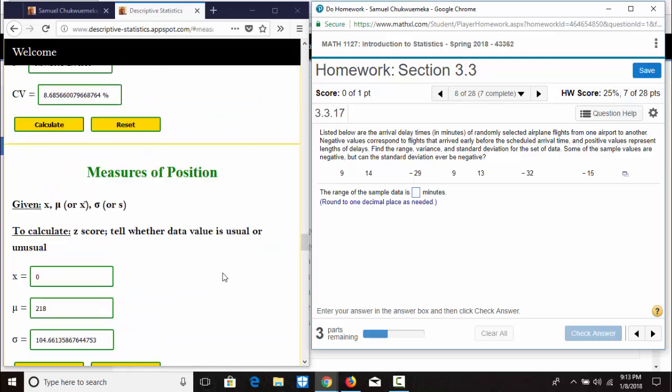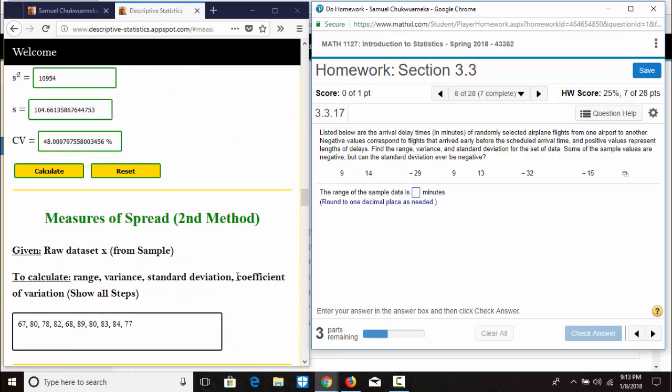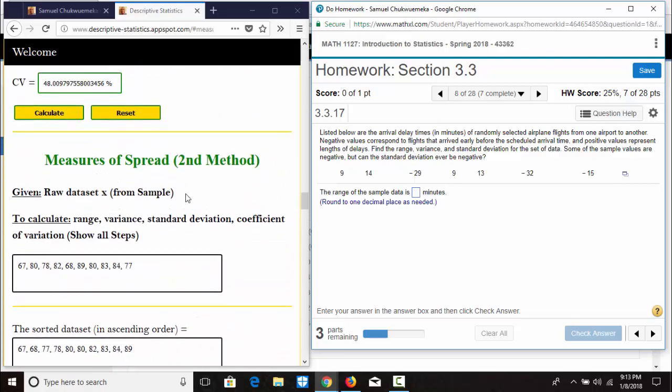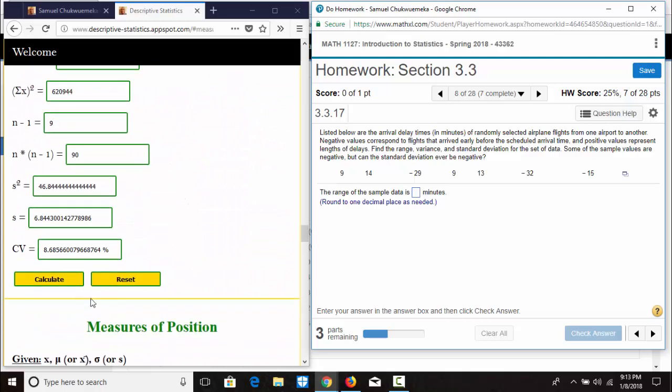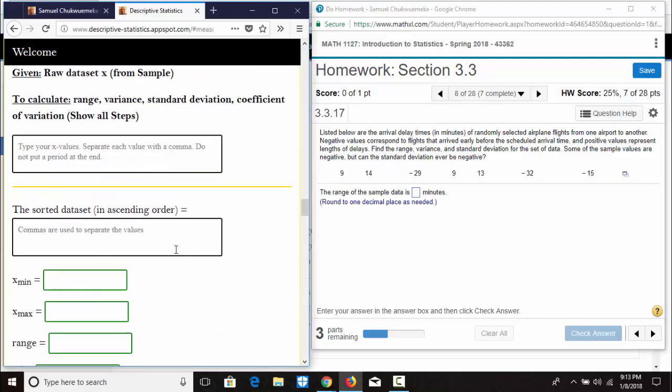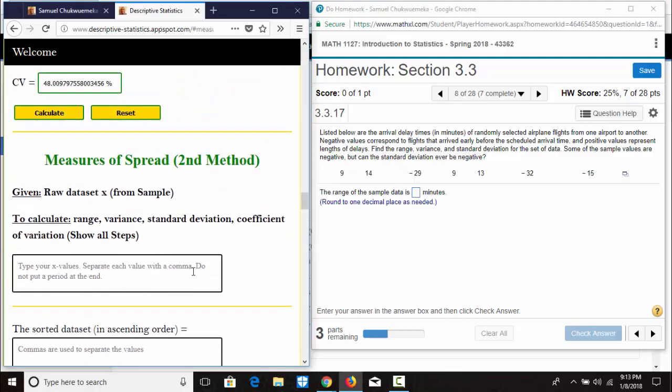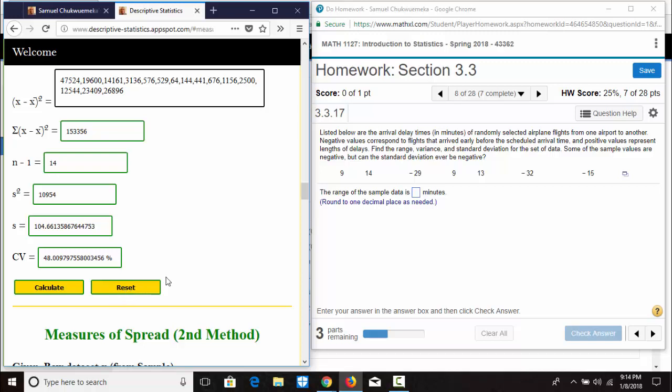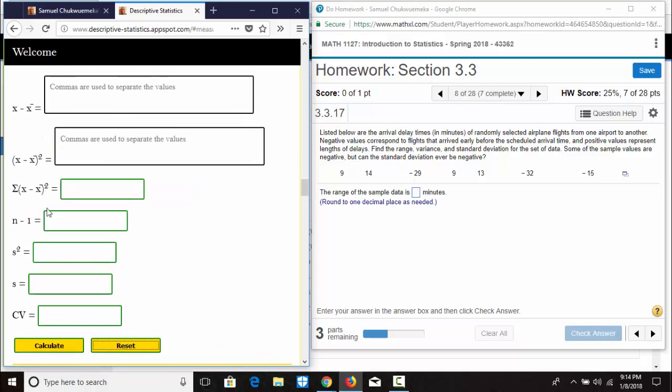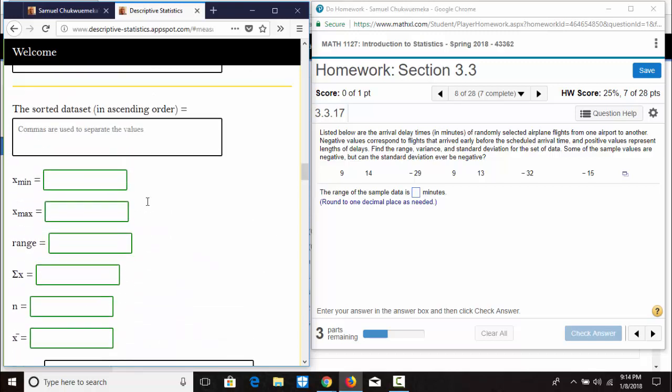Okay, so let's do this with my calculator. Let's use measures of spread, second method. I'm gonna reset this, and I'll put in this data. Or we can use first method. It says here some of the sample values are negative, but can the standard deviation ever be negative? No, it can never be negative. But let's use the first method, because I want to show you something here.